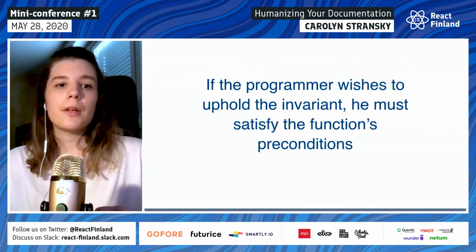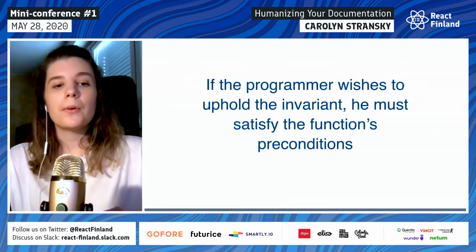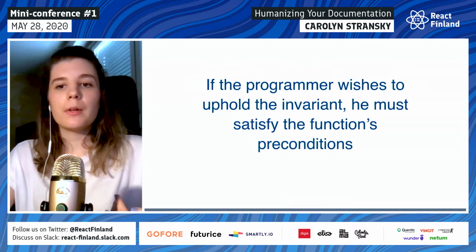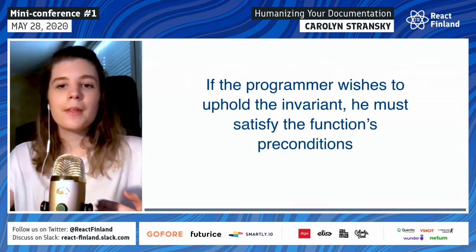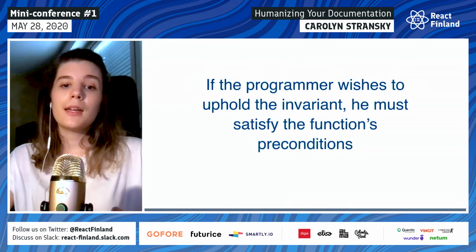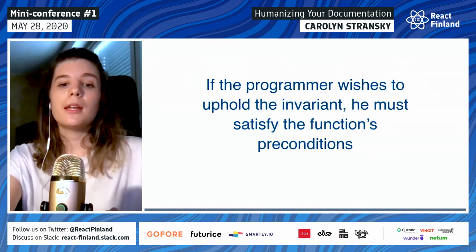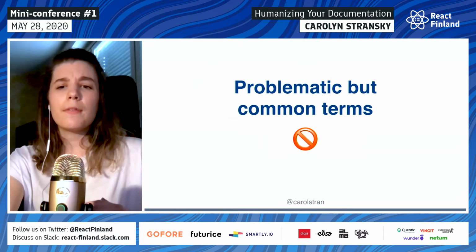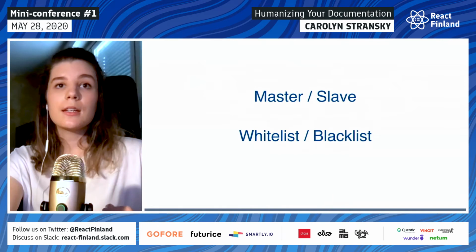Take this for example. If the programmer wishes to uphold the invariant, he must satisfy the function's preconditions. Now, you might think that gendered language is a relatively tame example, but even so, it can have negative effects on the members of your community and their own sense of belonging. In software development, we also have these problematic, dated, and mostly racist terms that we're still using even though it's 2020. Terms like master and slave or whitelist and blacklist.